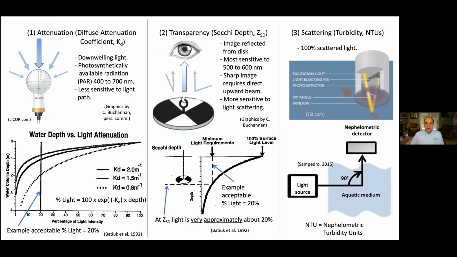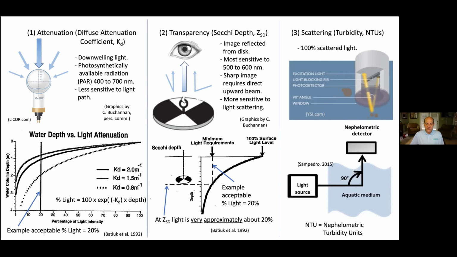The Chesapeake Bay program considers about 20% of surface light at depth to be the critical value needed for survival of eelgrass. KD is not sensitive to the direction of the light's path, and KD is the measurement considered most closely related to the photosynthetic needs of submerged aquatic vegetation, or SAV.